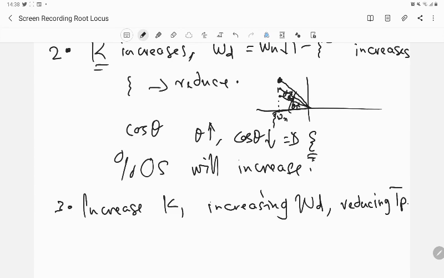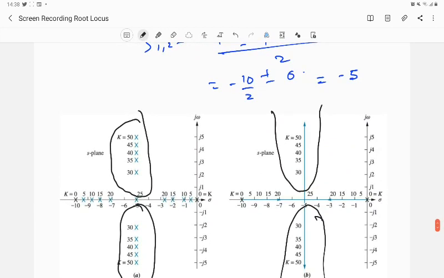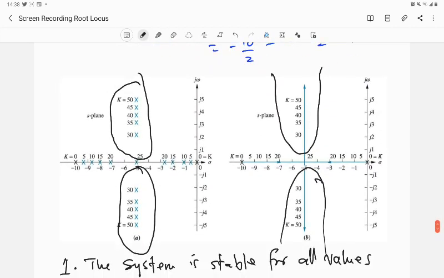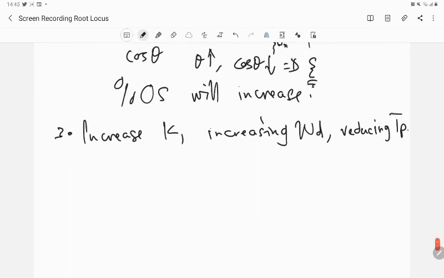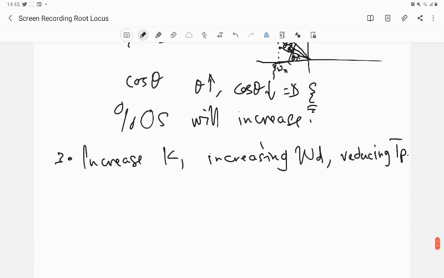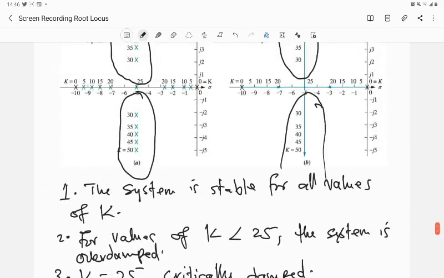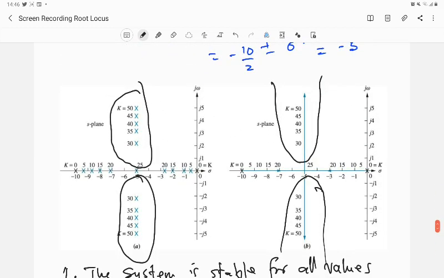So these are some deductions we can make from just merely plotting the root locus that we see here. The root locus alone gives you information that this system is stable for all values of k, and for values less than 25 it is going to have real roots. Increasing k will increase omega d and therefore reduce the peak time. Those are conclusions we can draw by just looking at the root locus plot.